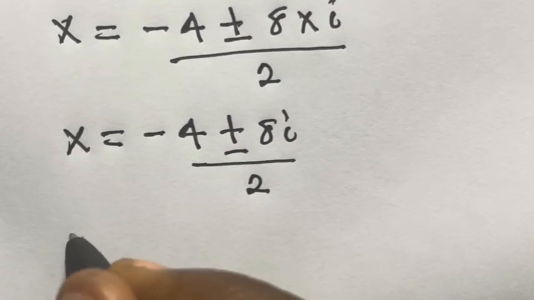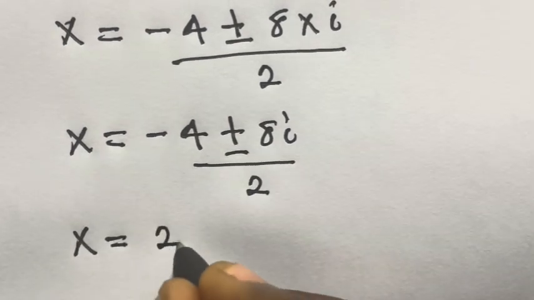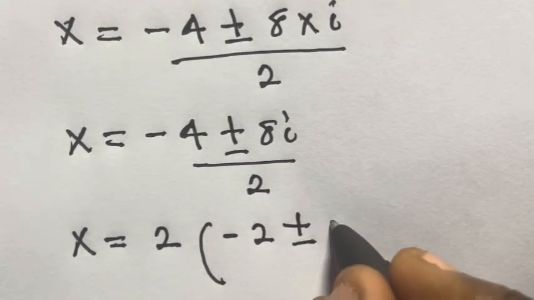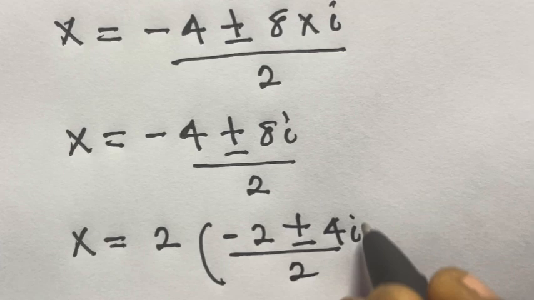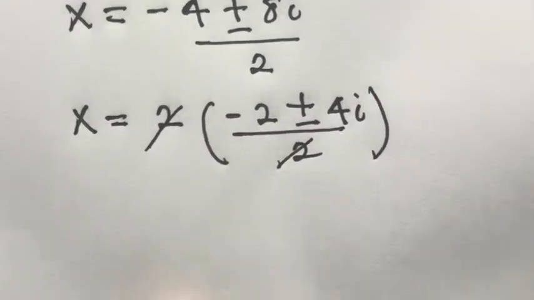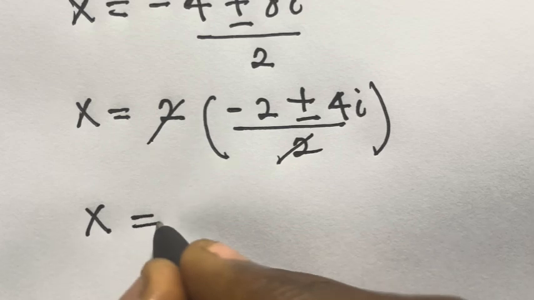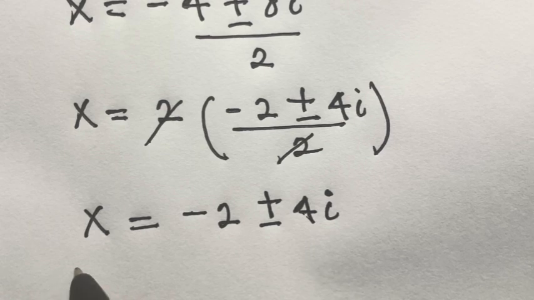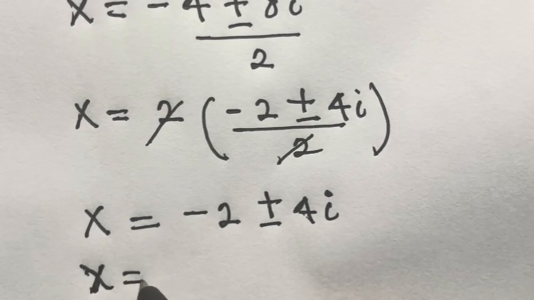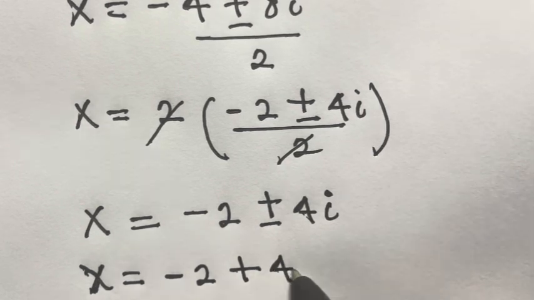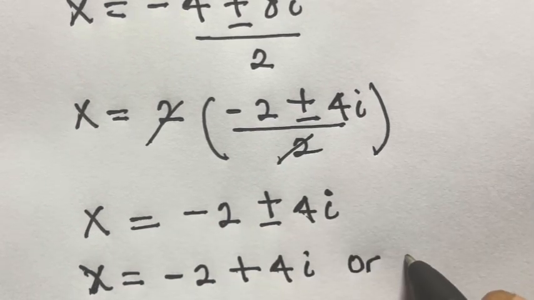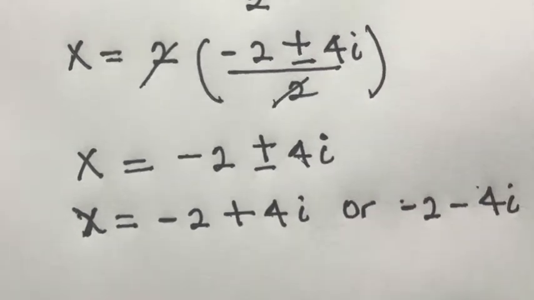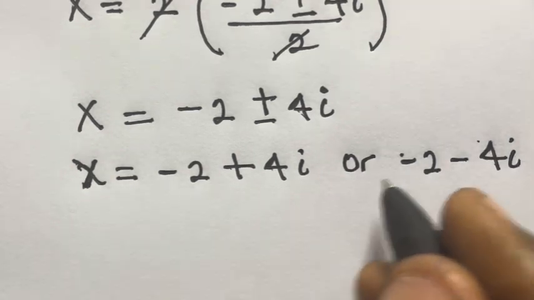So we can factorize 2 out. What will be left here? We have minus 2 plus or minus 4i, divided by 2, and we cancel these 2. So we have x equals minus 2 plus or minus 4i. Which means that x equals minus 2 plus 4i, or minus 2 minus 4i. So we now have three values of x, three solutions of x.